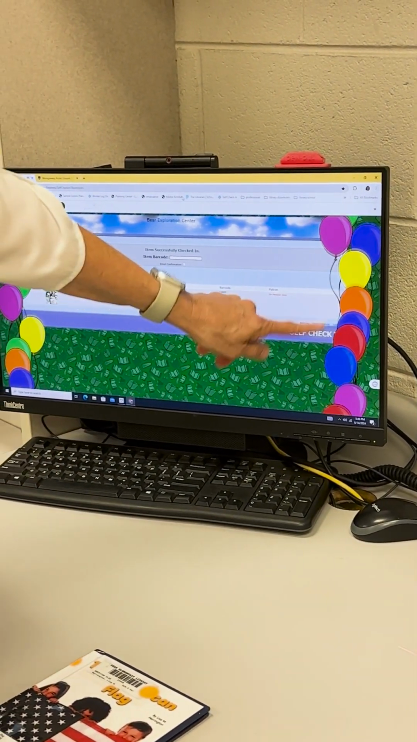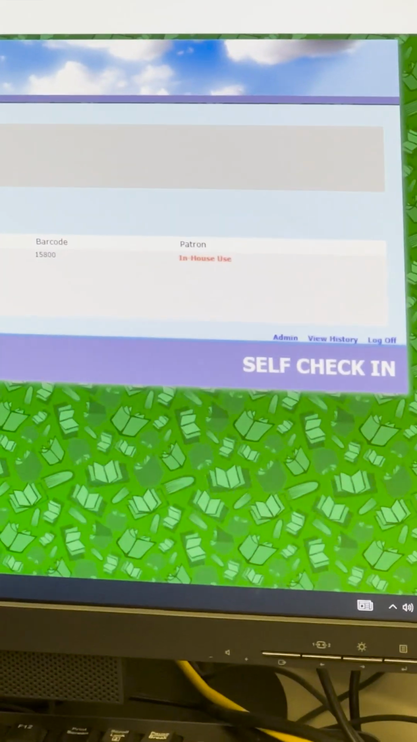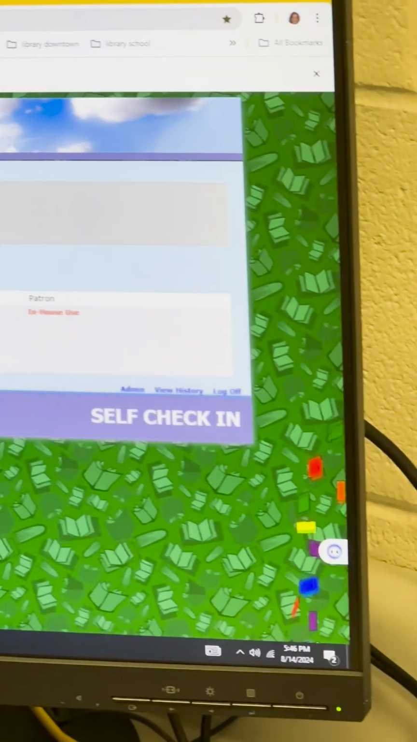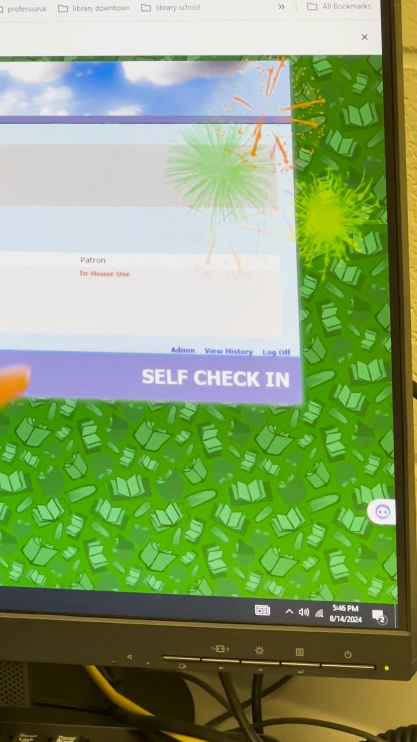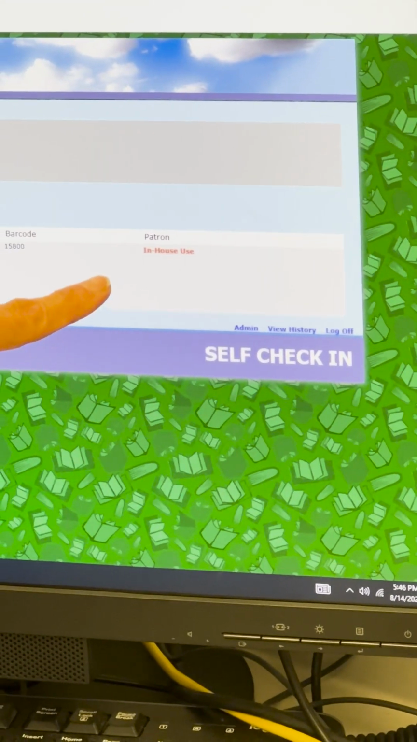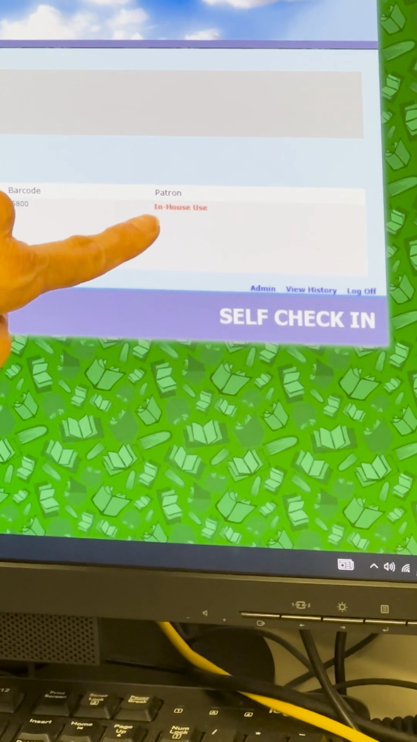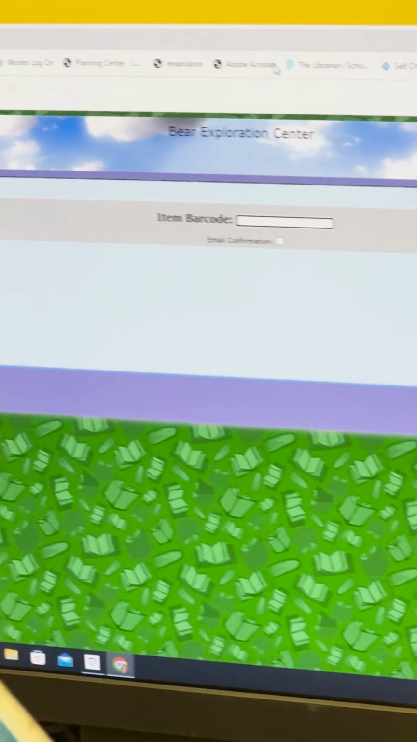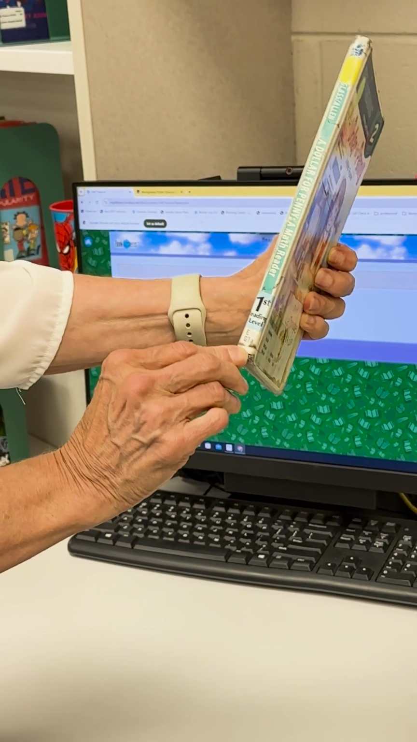And there you see balloons. And you should see your name right there. I'm going to scan it again. And this time we have confetti. And one more time, and we have fireworks. But each time you should have your name. If you scanned it more than one time though, you are also going to see in-house use. That is okay.